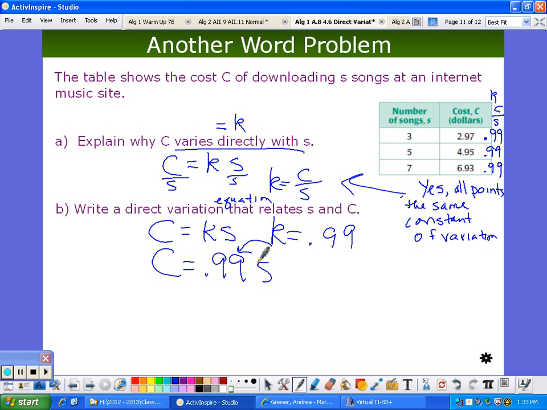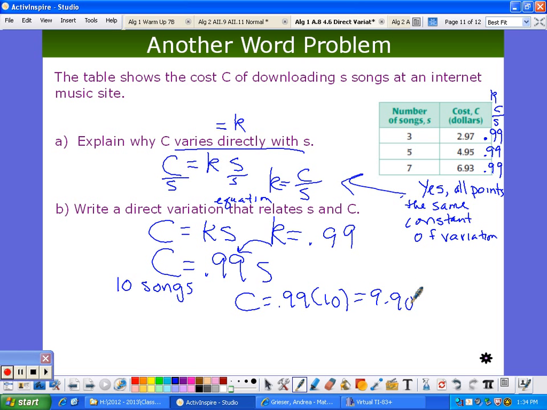Now they don't have extra questions here, but I'll ask you a question. What if I want to download 10 songs? What's the cost going to be? How would I find it? 10 times 0.99. Right? You look at your equation, and now I have songs. And that's going to be $9.90.